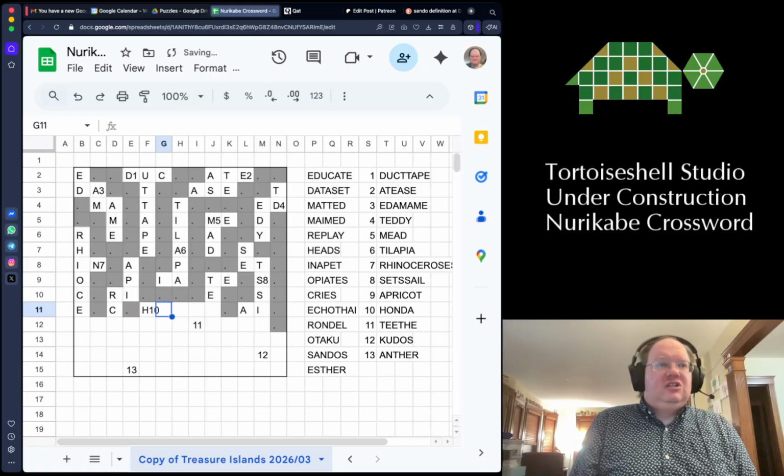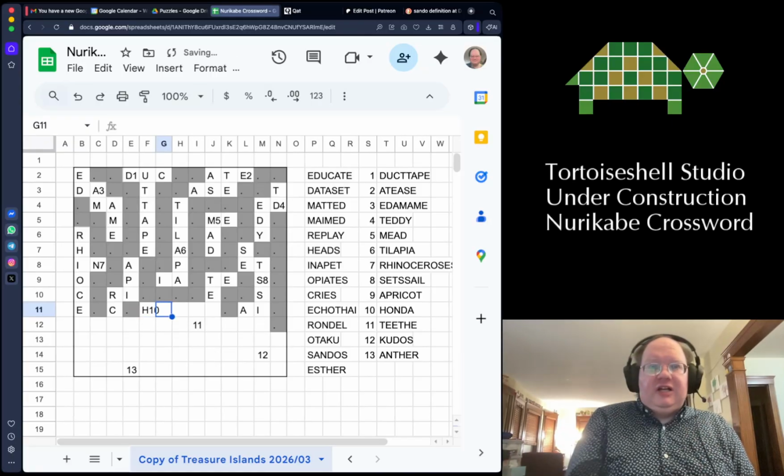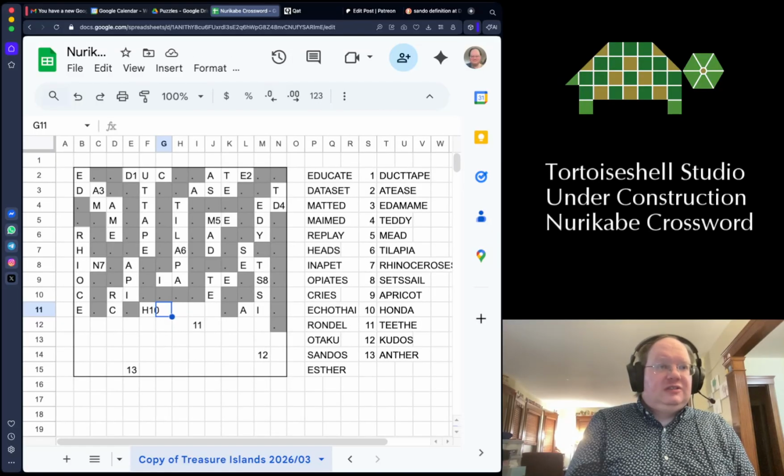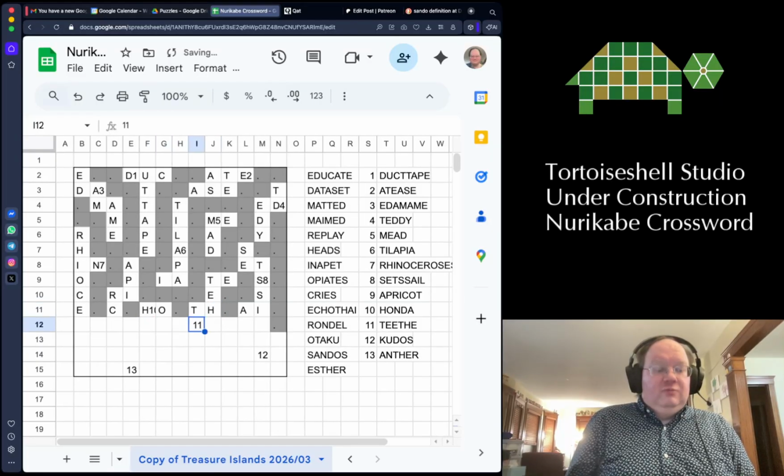Each 10. What did we have? We had Honda. None of the others are looking good, so HO, TH. 11 has got to be the E, because it's the only letter left, and we know it's there because that's a given.